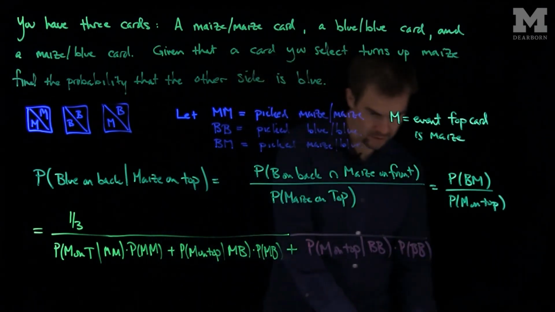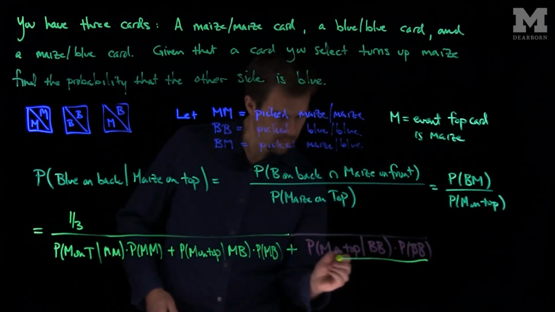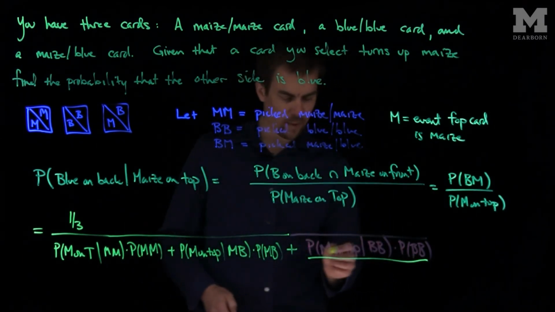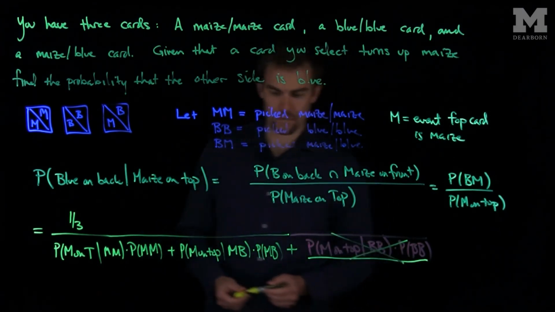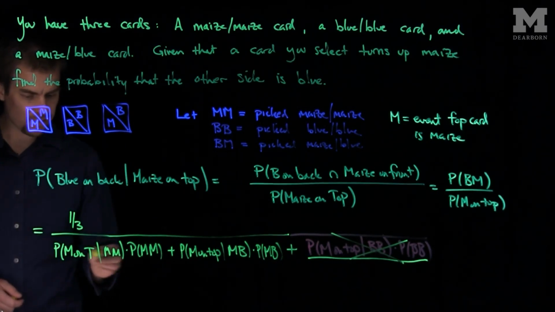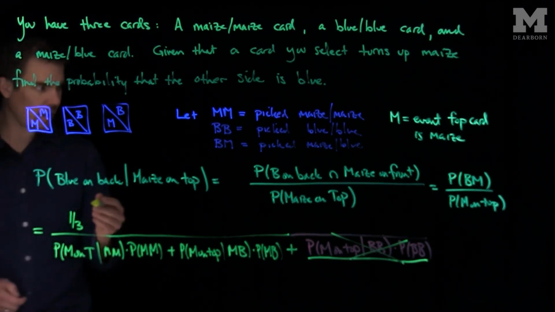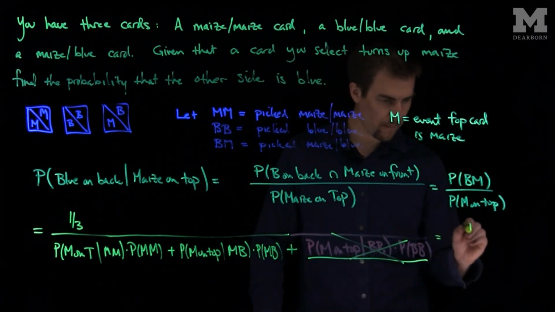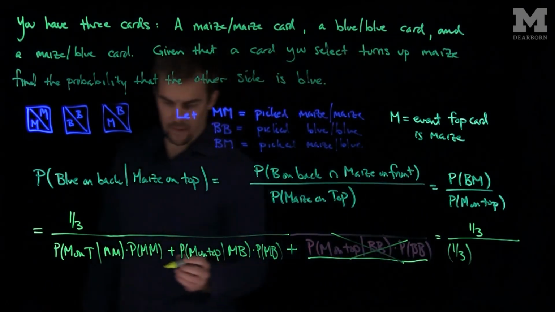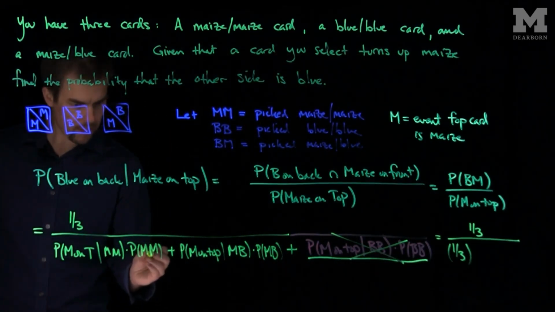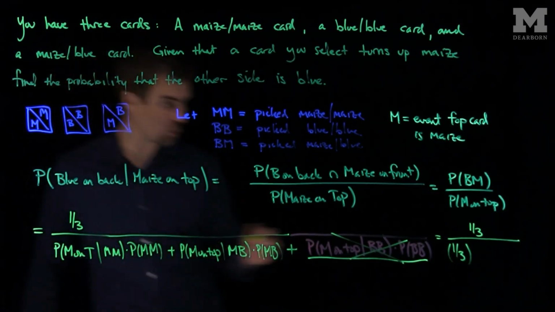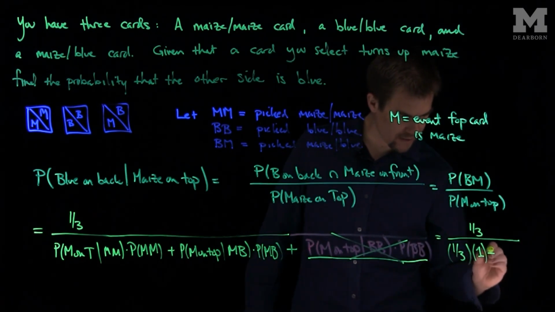Now over here this probability is 0, because if you have a blue on the front and a blue on the back, there's no possibility for the maize on top. So this probability is 0. And now we look over here, the probability of a maize on top, given that you have a maize, is equal to 1. So this will be 1/3 times 1, because that happens all the time if you pick a maize.